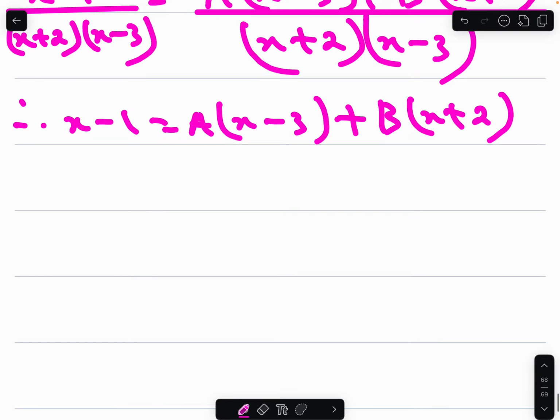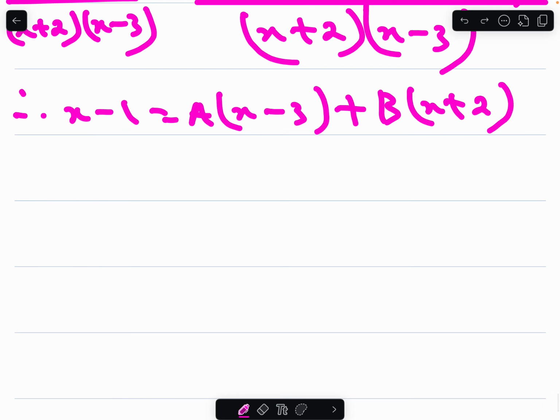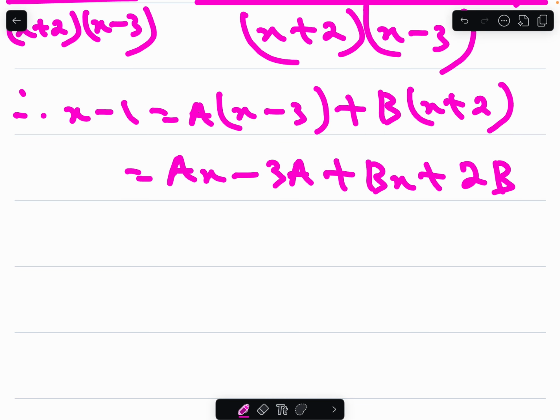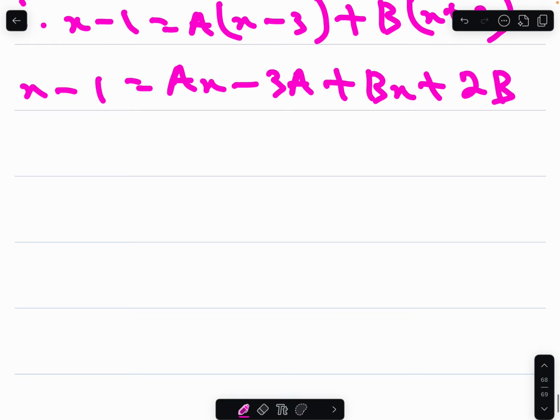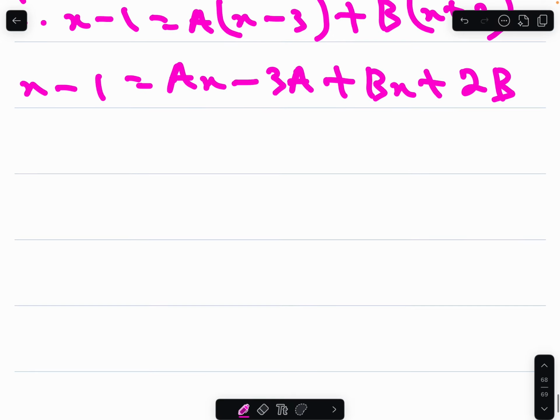Now, instead of putting x equals 3 to eliminate a and x equals minus 2 to eliminate b, I'm using the method of comparing coefficients. So I can expand what's on the right hand side. That will be ax minus 3a plus bx plus 2b. And that's x minus 1 is equal to ax minus 3a plus bx plus 2b.